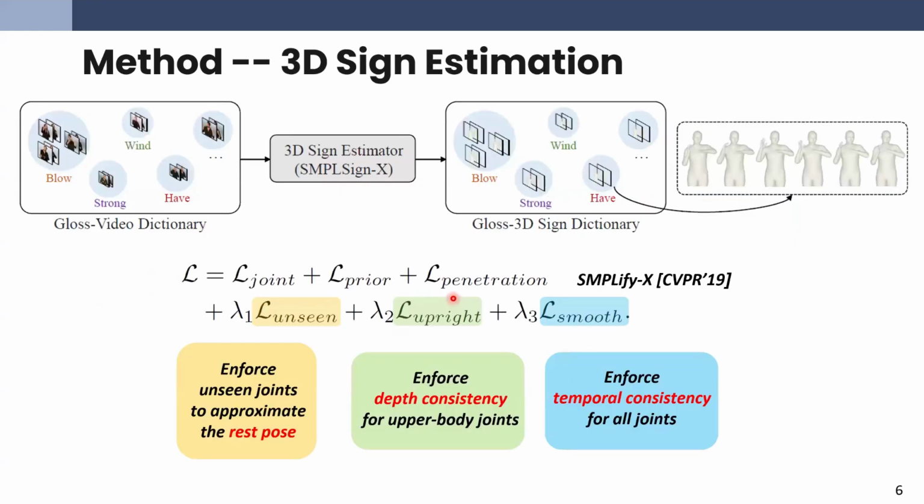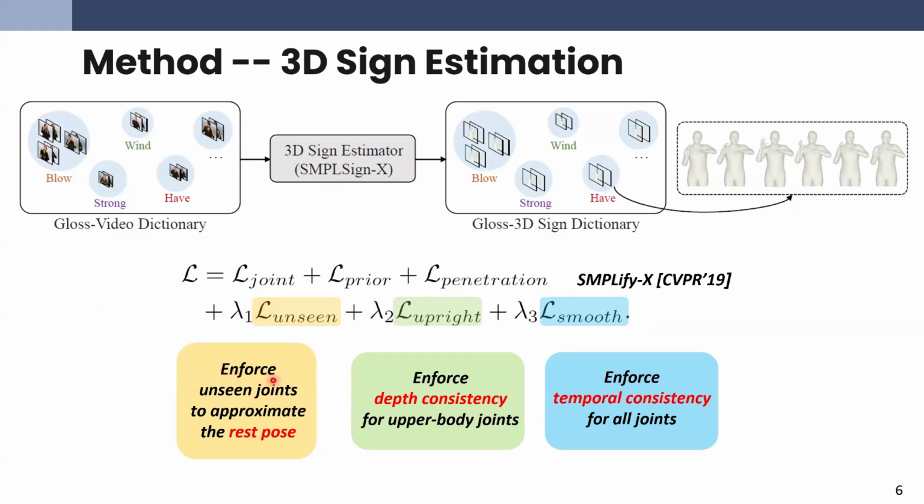Since existing datasets do not provide any 3D annotations, we build a dedicated 3D sign estimator, SimpleSignX, to convert the previously mentioned sign dictionary into a 3D version. Basically, it's an extended version of vanilla SMPLify-X by considering three major characteristics of sign languages.